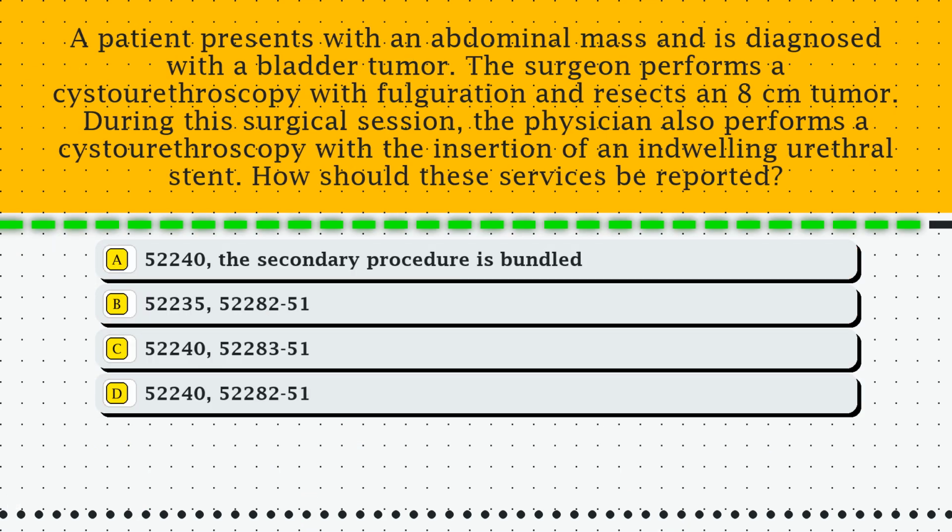Question 80. A patient presents with an abdominal mass and is diagnosed with a bladder tumor. The surgeon performs a cystourethroscopy with fulguration and resects an 8 cm tumor. During this surgical session, the physician also performs a cystourethroscopy with the insertion of an indwelling urethral stent. How should these services be reported? Option A, 52240. The secondary procedure is bundled. Option B, 52235, 52282-51. Option C, 52240, 52283-51. Option D, 52240, 52282-51.